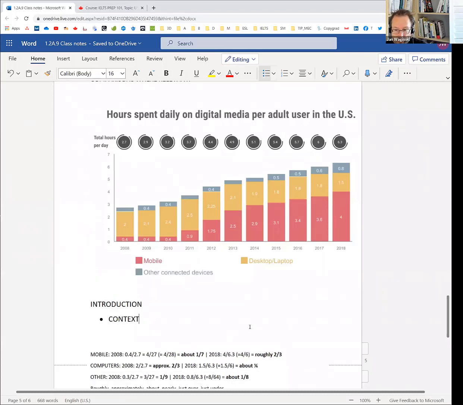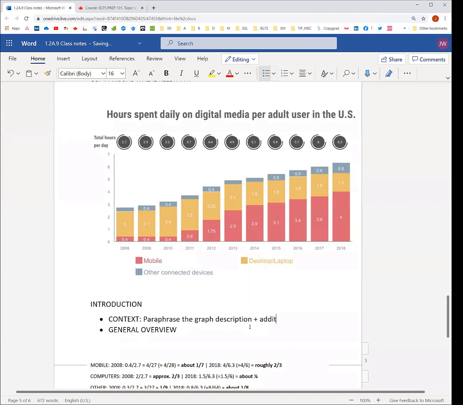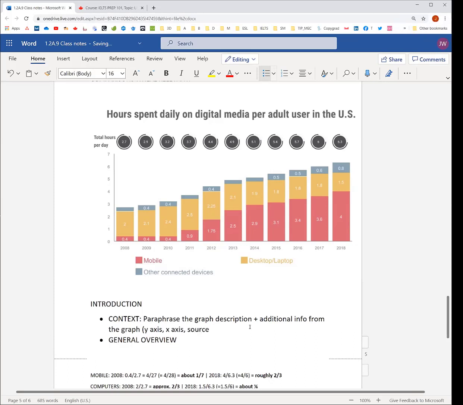Okay, Amar. So part 1 of the introduction is the context. Part 2 is the general overview. So to get the context, you just paraphrase the graph description plus additional info from the graph. So you can do y-axis, x-axis, source if you've got one, legend, labels if there are any others.